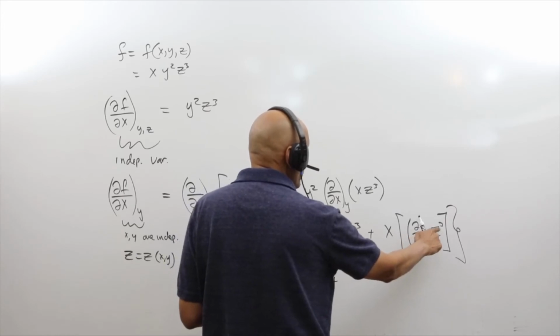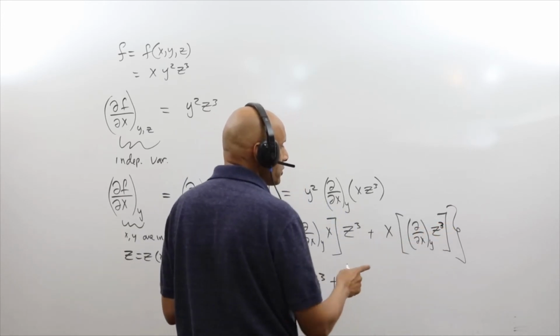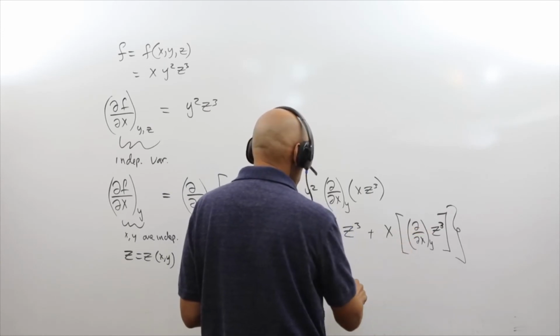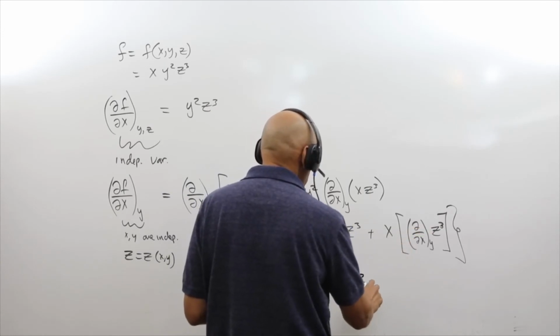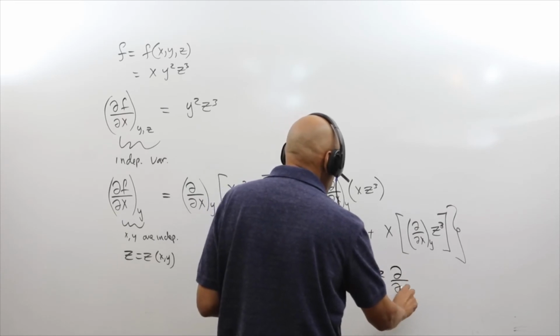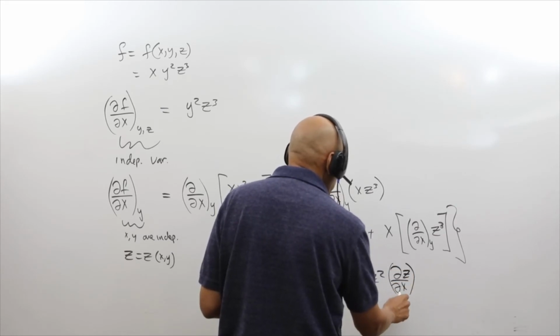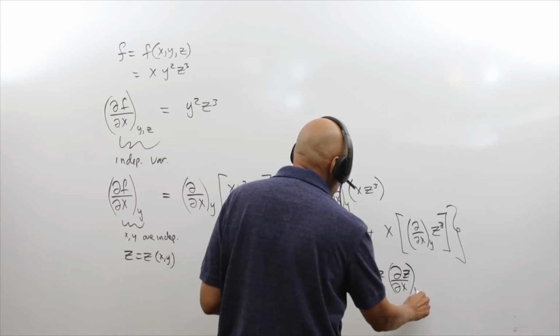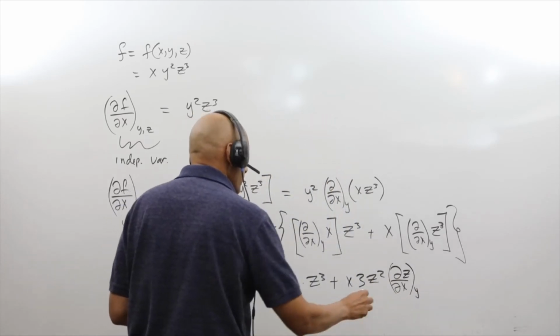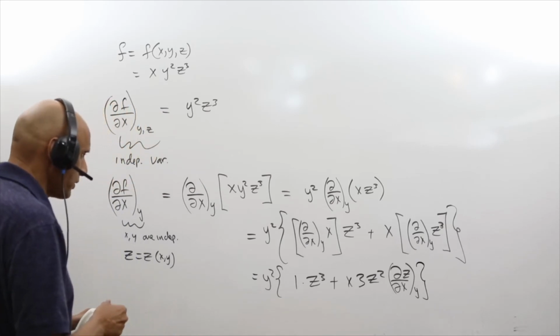Now we're taking the derivative with respect to z cubed. It doesn't look like it, but this is the chain rule. We can use the chain rule to say that this is really x times 3z squared. And then we have to leave the derivative of z with respect to x holding y constant. And close parentheses. So let's close braces.